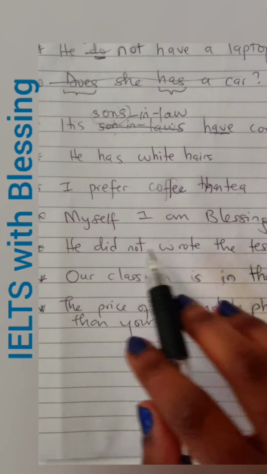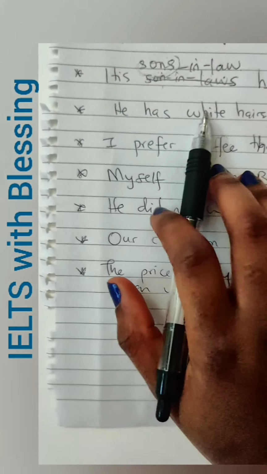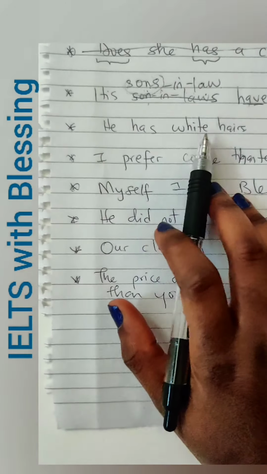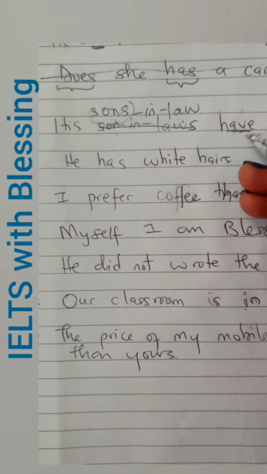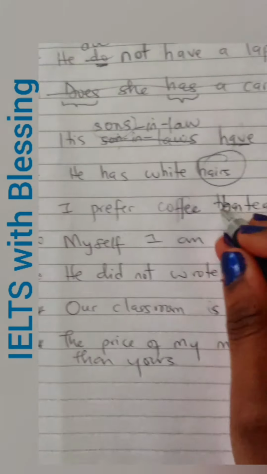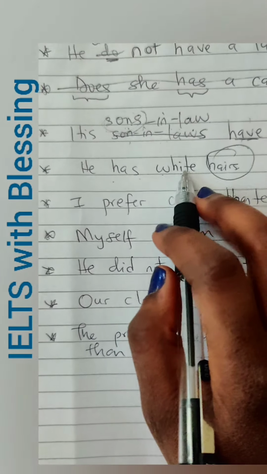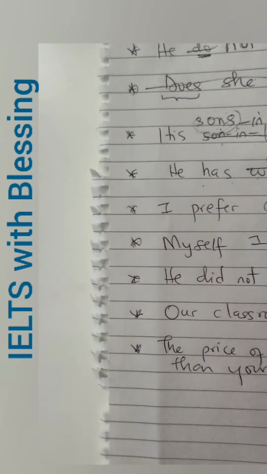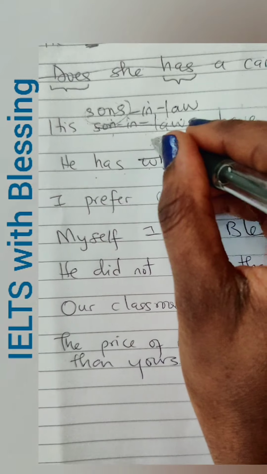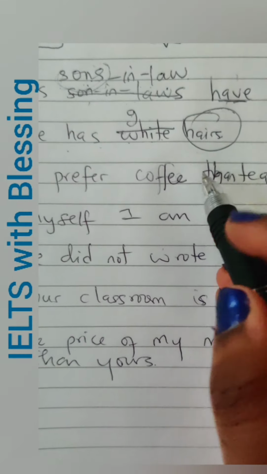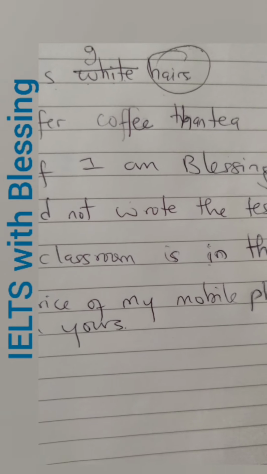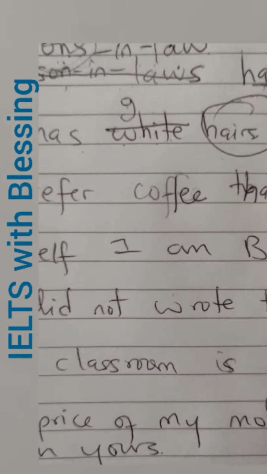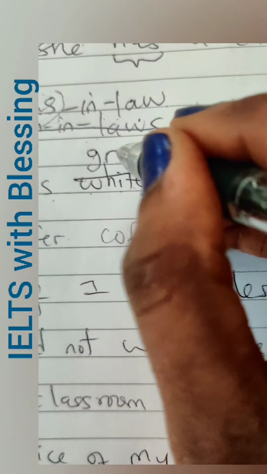They've come home already. Now, he has white hairs. I hear people say this a lot. So first of all, it's not white hair, it's he has gray hair rather than he has white hairs. So it would be he has gray.